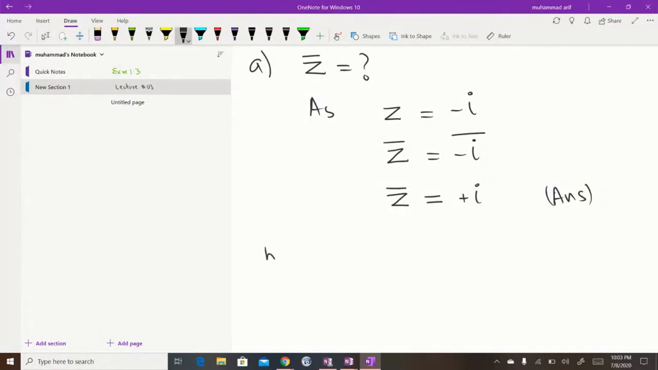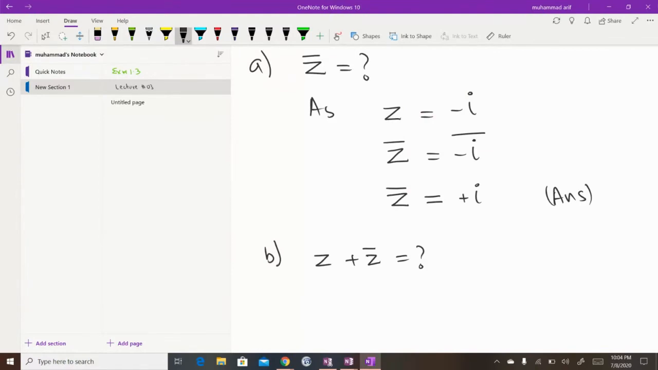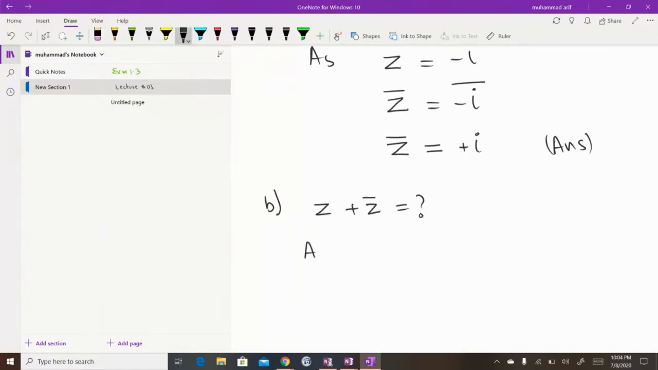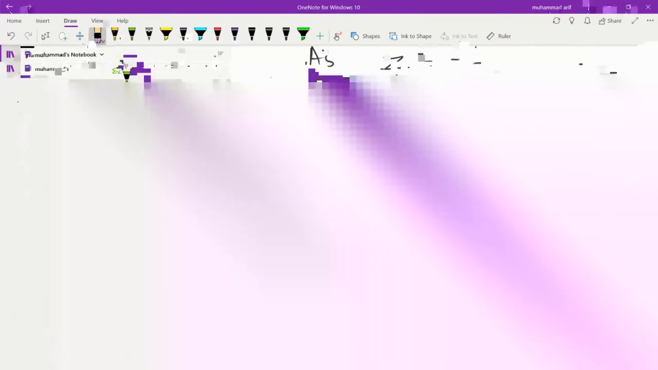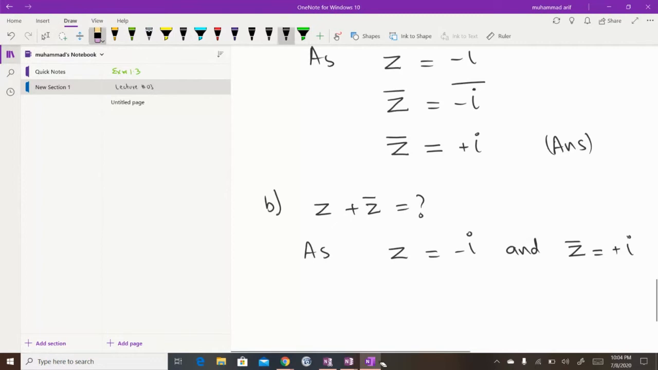What is the second part? Second part is Z plus Z conjugate. We have to calculate Z plus Z conjugate. As Z is equal to negative iota, what is the value of Z conjugate? The value of Z conjugate is positive iota.